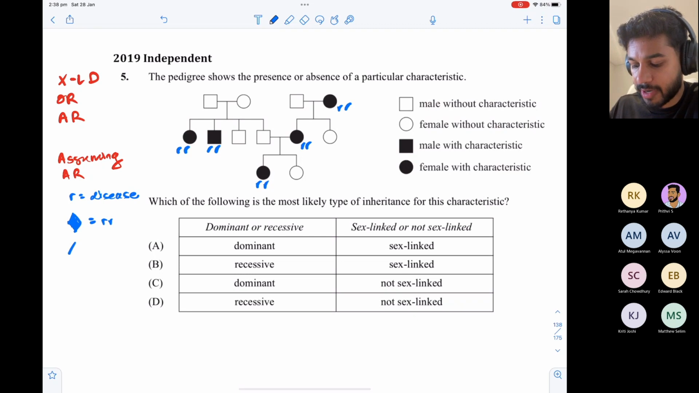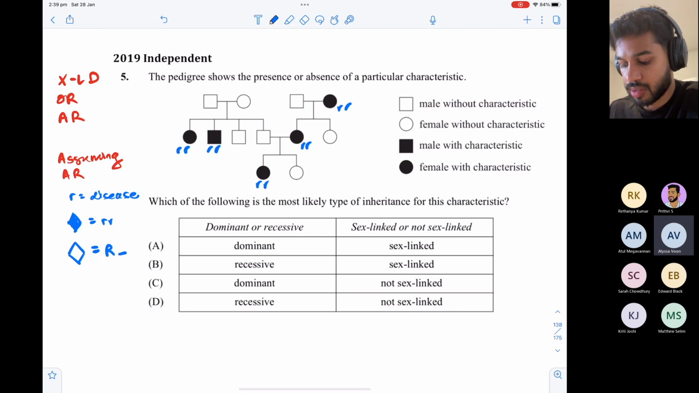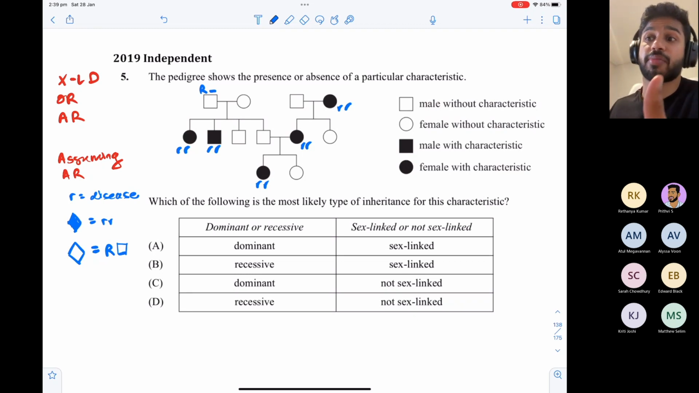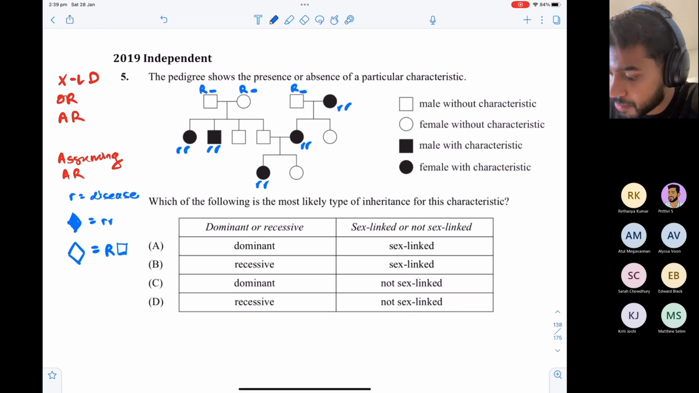And every person that's unaffected, I'm using diamond because we don't care about gender here. What would their genotype be? Let's go to Alyssa. It could be capital R or capital R lowercase r. Very good. So it could be capital R and then any possibility for the second allele. So for every single unshaded person, we're going to write capital R dash, because we don't know what the second letter could be. As Alyssa said, it could be a little r, could be a capital R, doesn't matter.